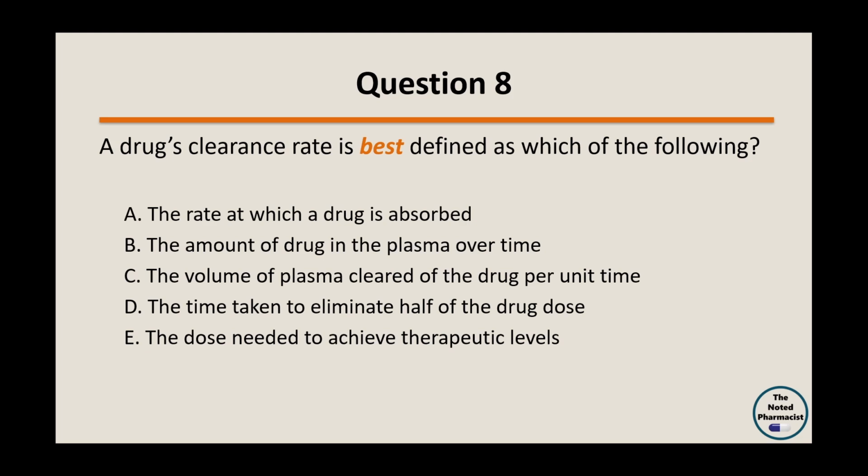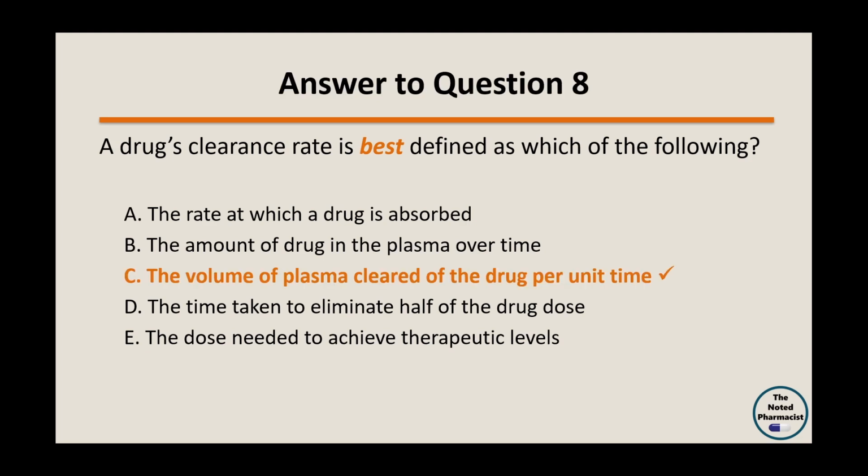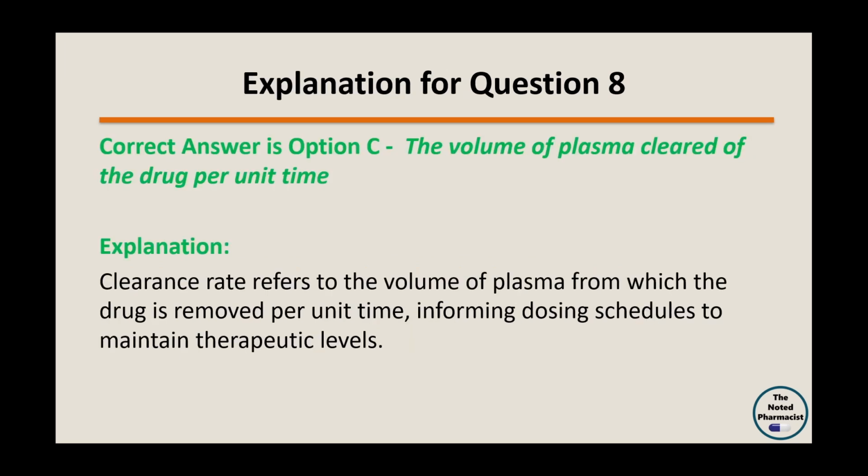The correct answer is option C. The volume of plasma cleared of the drug per unit time. The explanation is as follows. Clearance rate specifically refers to the volume of plasma from which the drug is completely removed per unit time. This measurement helps determine dosing schedules to maintain therapeutic levels.